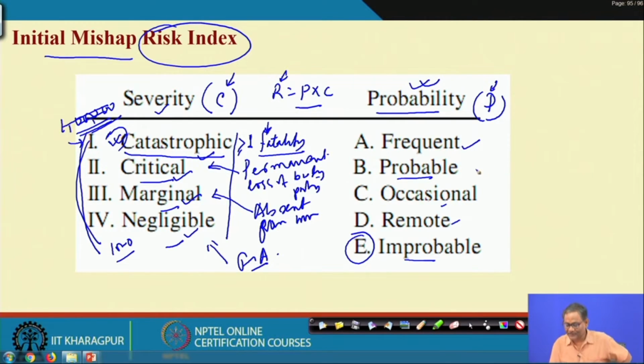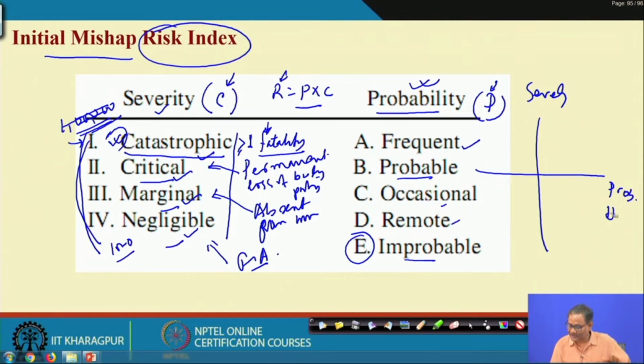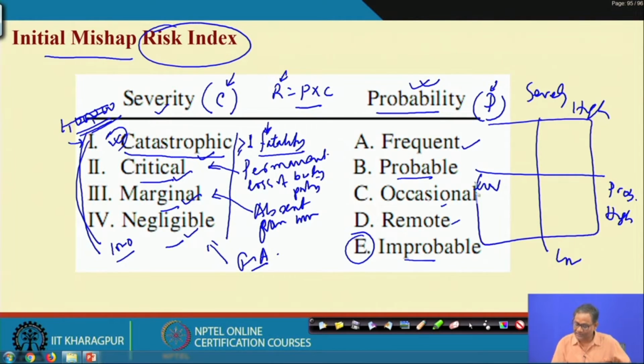The principle is like this: if I say this is my probability and this is my severity, and this is high and this is low, then high probability, high severity means catastrophic and frequent, impossible. This quadrant is big 0, it is impossible. If your system is having this, that means it is not working, people cannot work here.